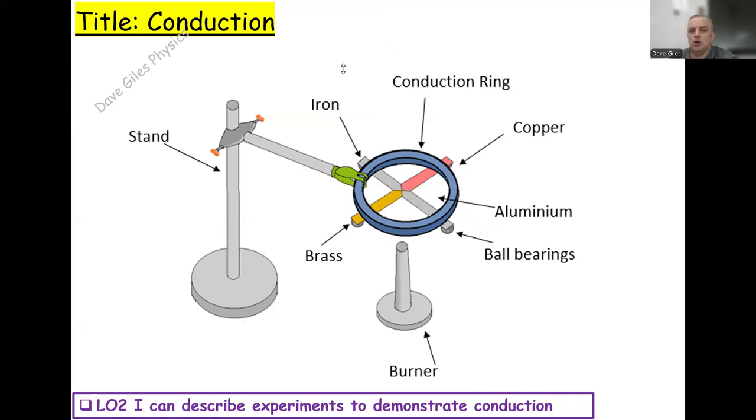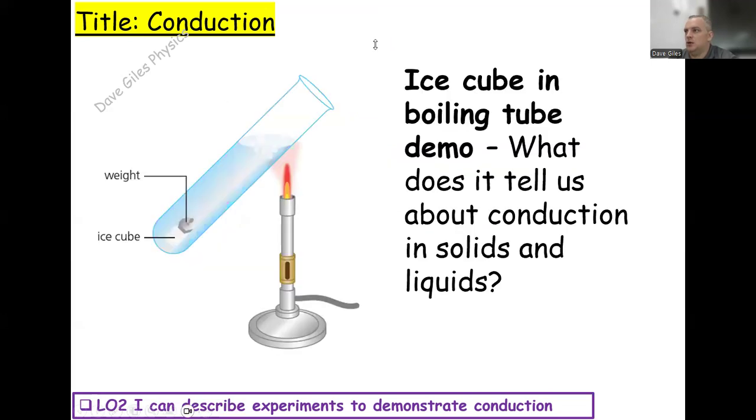Now, conduction only happens in solids. Okay, and this can be proved by taking an ice cube and you have some sort of weight and you put it in the bottom of a boiling tube and you fill it up with water. When you heat up the boiling tube from the top, so you heat the top of the water, nothing below it receives much heat, so the ice cube remains solid for quite a long time. It'll be different if I heat it from the bottom. That would be convection, but we'll look at that in the next lesson.